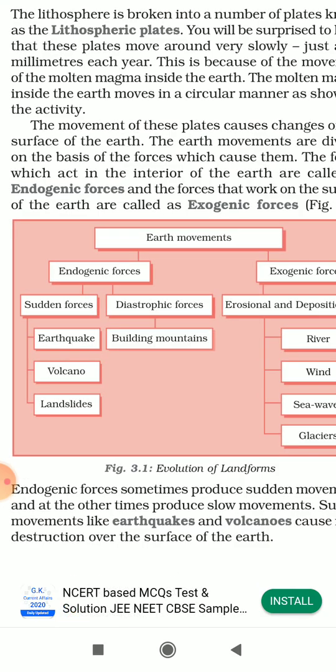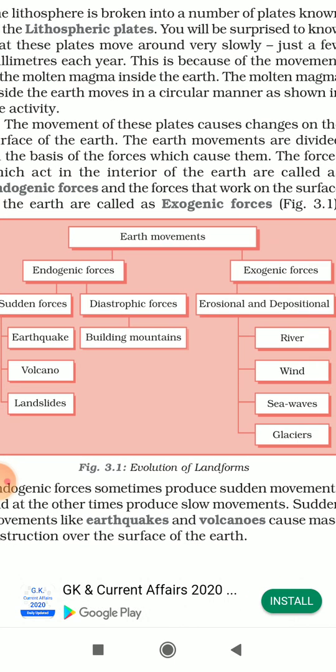So students, today we have studied about the earth movements, that is endogenic forces. So students, this is all for today. In my next class, I shall do major landforms. Hope the topics that I have covered today will be helpful for you all.